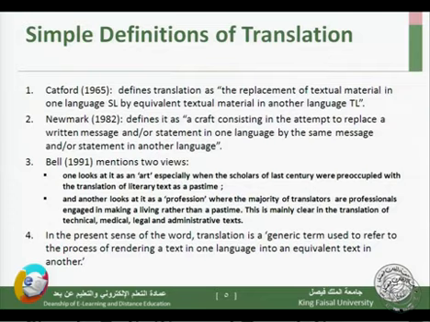And what do they translate? They translate mainly all these technical materials like legal English, medical texts, administrative texts, and all other types of texts. So Bell mentions two types, two definitions or two views of translation. One looks at it as an art, and one looks at it as a profession, as I have explained.